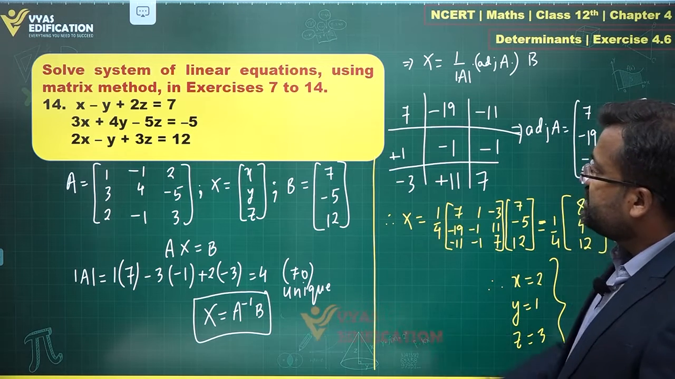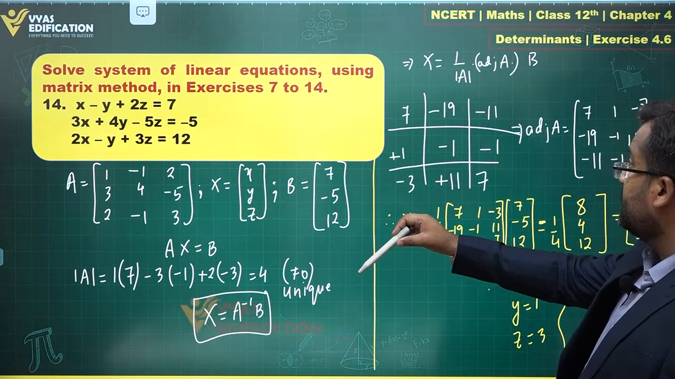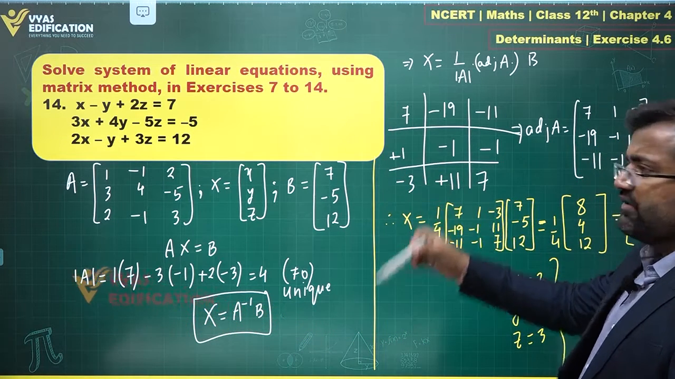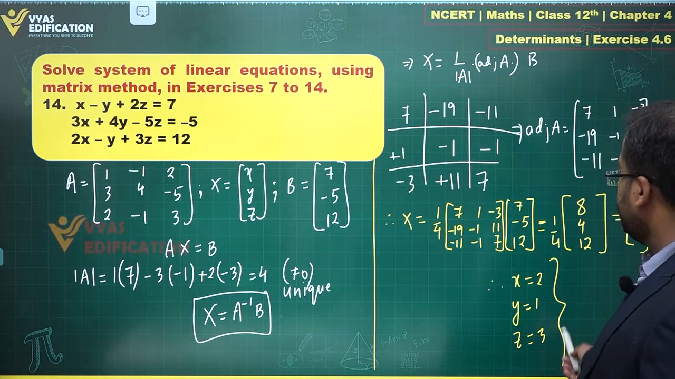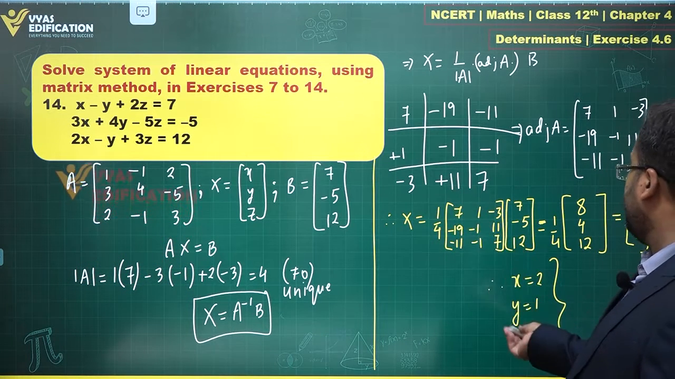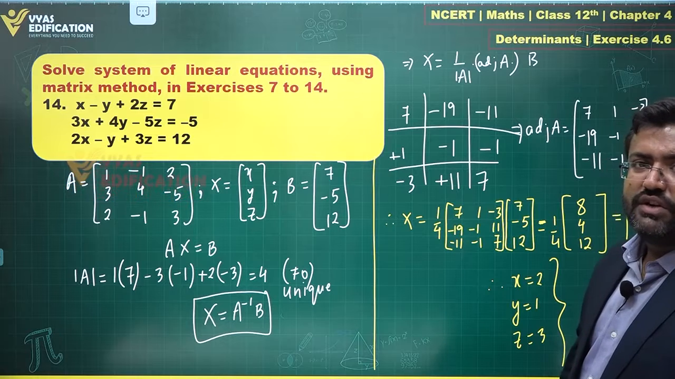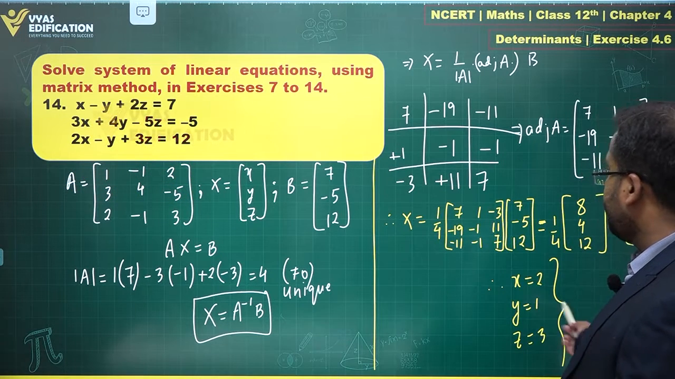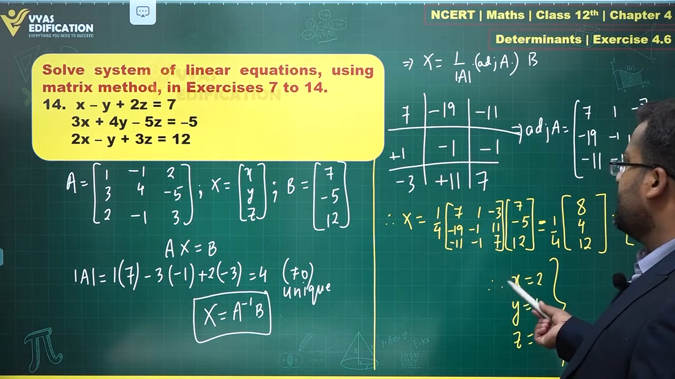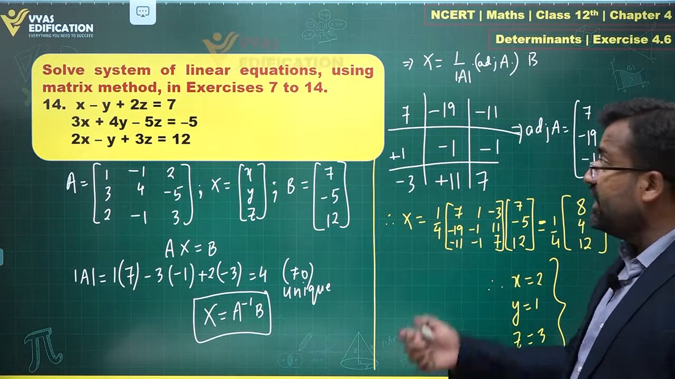Let's check. X equal to 2 will imply 2 minus 1 is 1, and 6 is 7. The first equation is correct. The second equation: 6 plus 4 and minus 15. 6 plus 4 is 10, minus 15 is minus 5. The second equation is also correct. 4 minus 1 is 3, plus 9. 3 plus 9 is 12. The third equation is also correct.